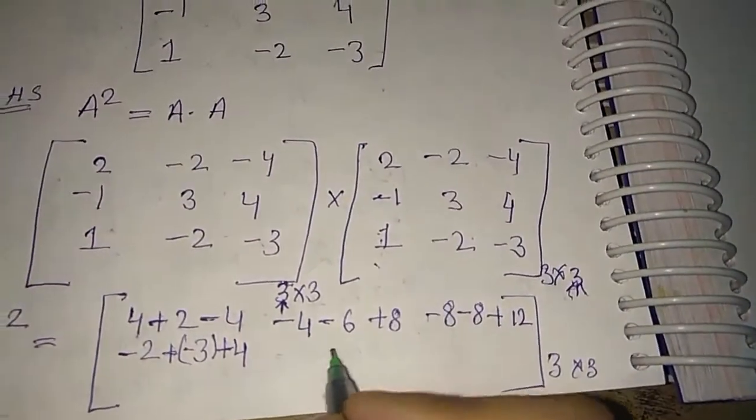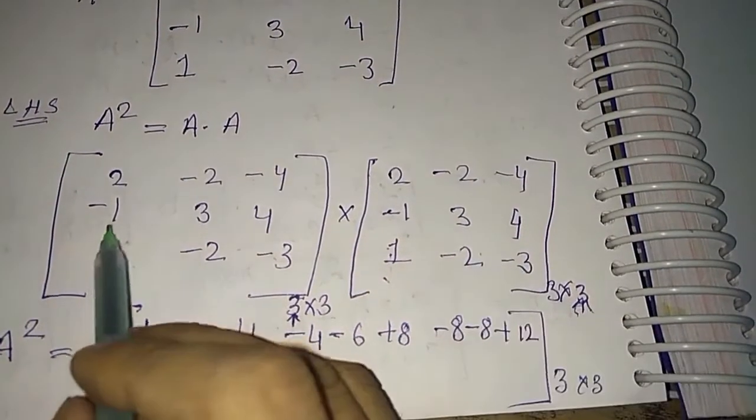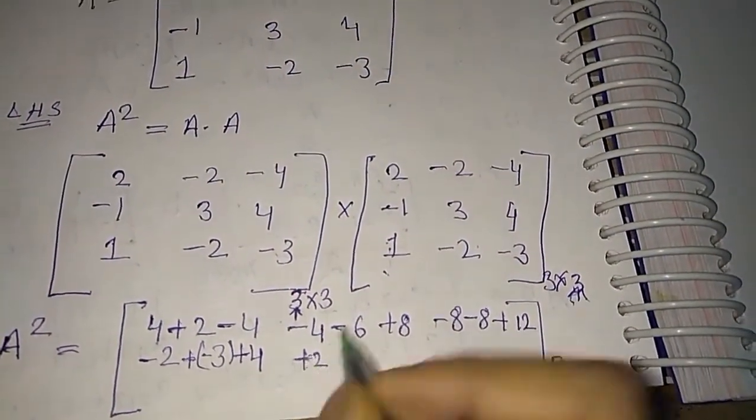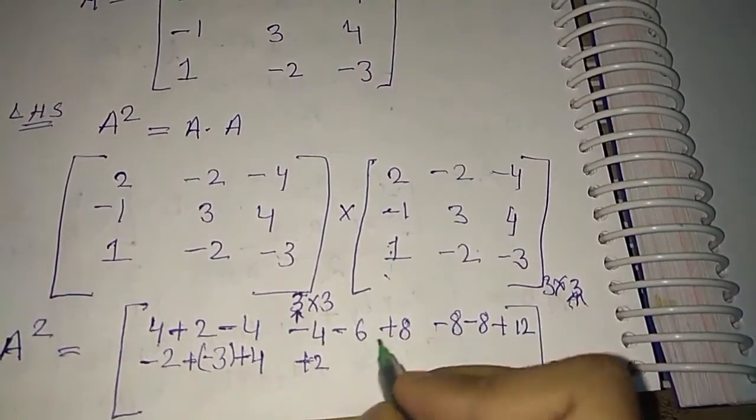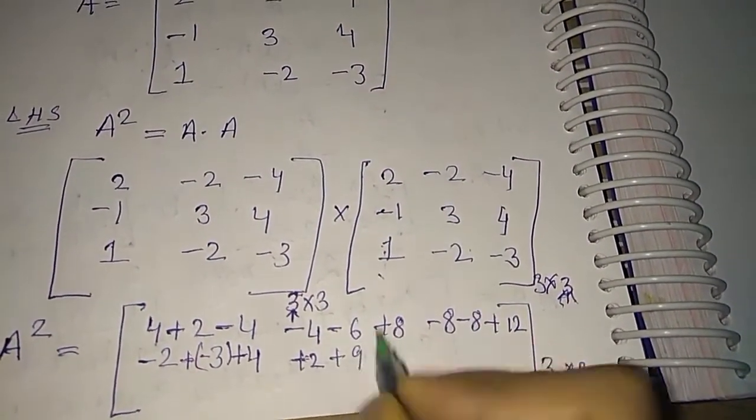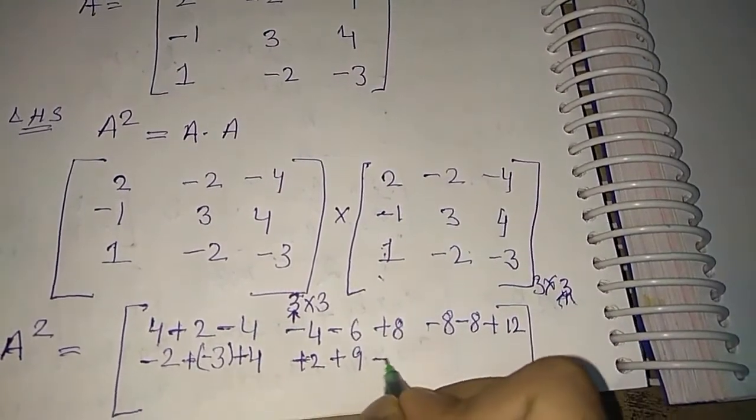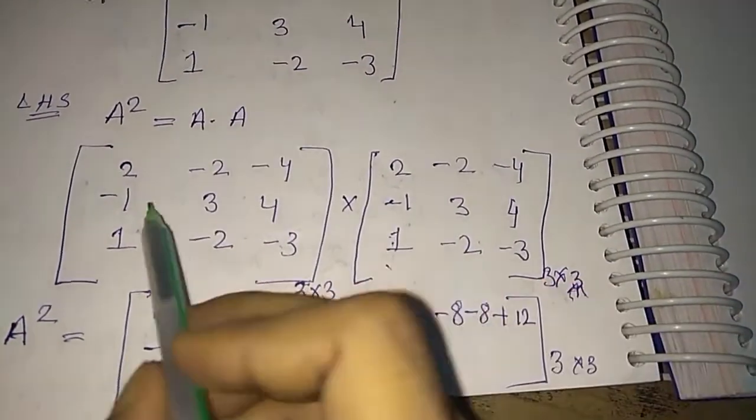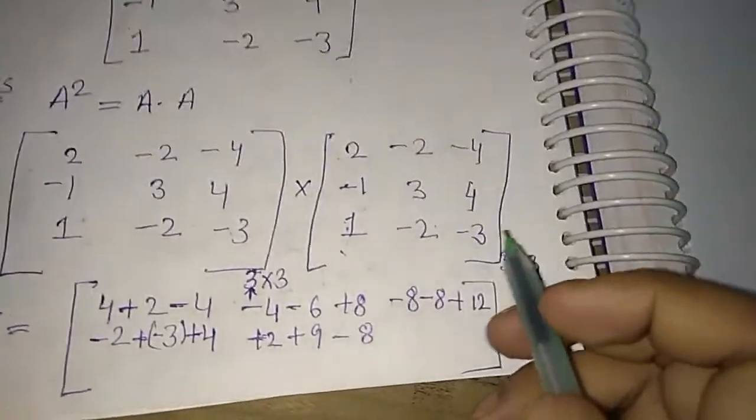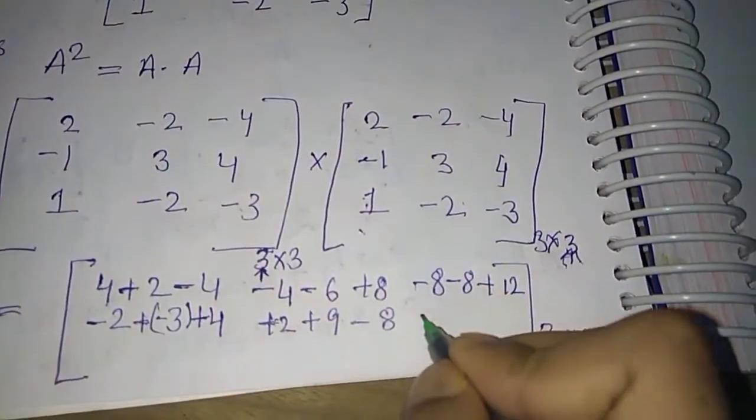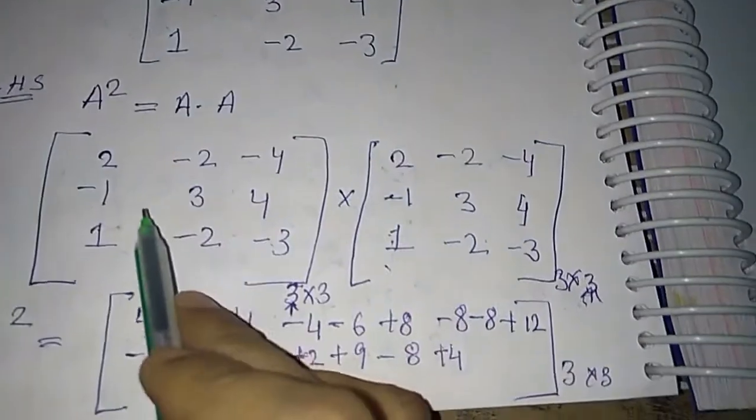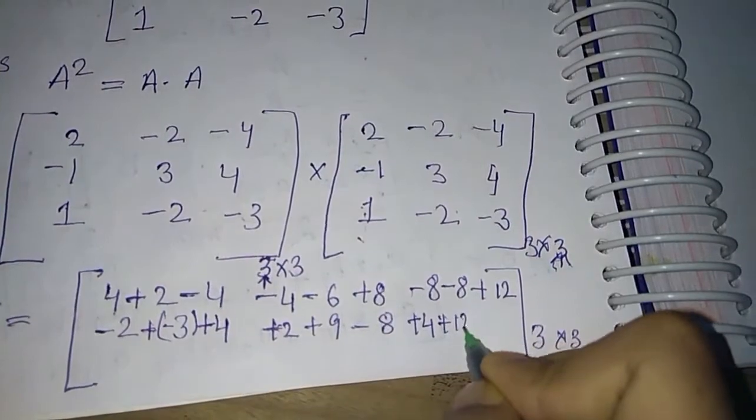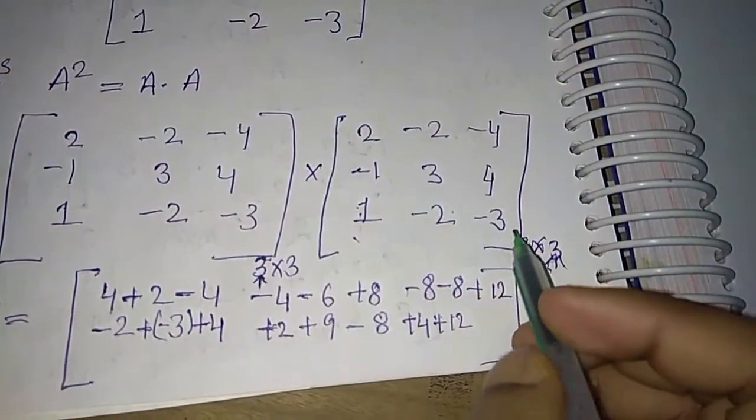For the next element we'll go with the same row and next column. Minus 1 into minus 2 will give plus 2, 3 into 3 will give 9, 4 into minus 2 will give minus 8. Okay, for the next element we will go with the same row and third column. So minus 1 into minus 4 will give plus 4, plus 3 into plus 4 will give plus 12, and plus 4 into minus 3 will give minus 12.